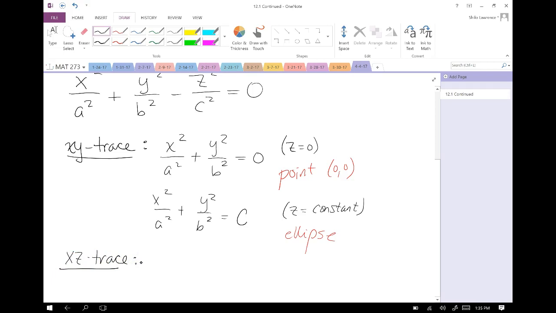For the xz trace, we're going to let y equal 0. We get x squared over a squared minus z squared over c squared equals 0. If it was equal to 1, we'd say it's a hyperbola. But since it's equal to 0, we could actually do a little bit of algebra on this and simplify that equation.